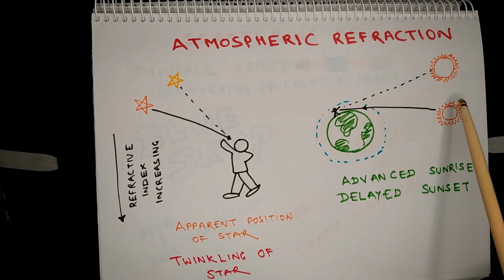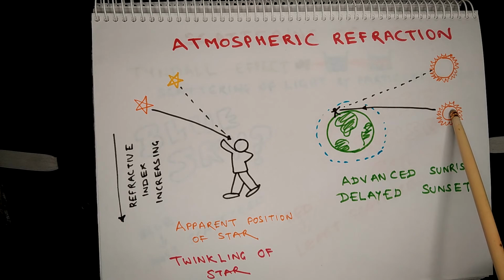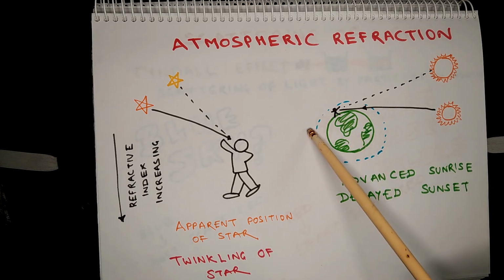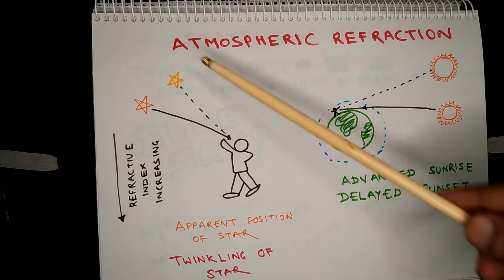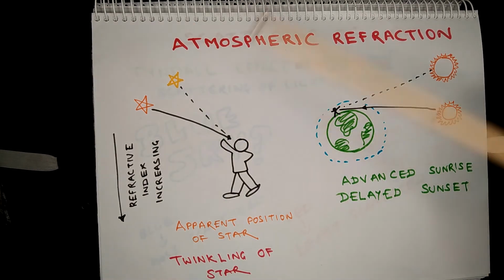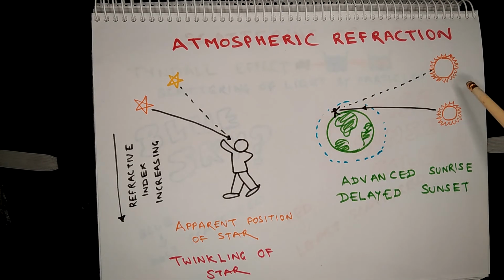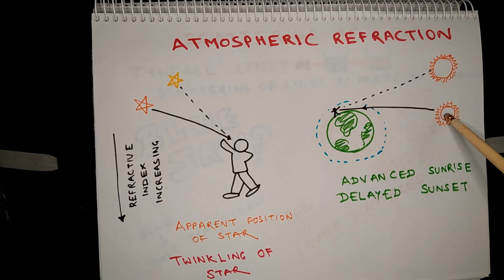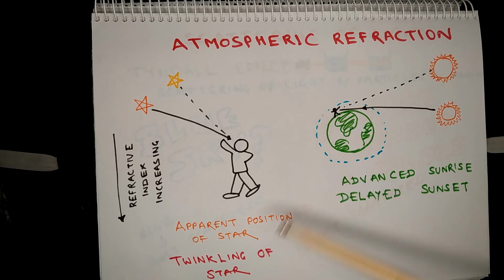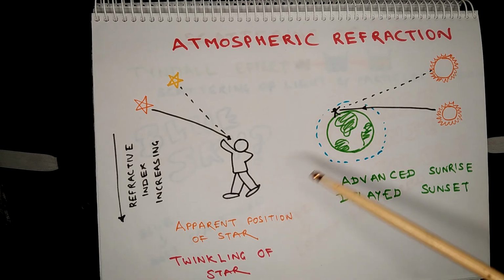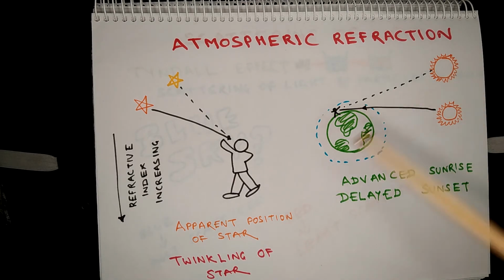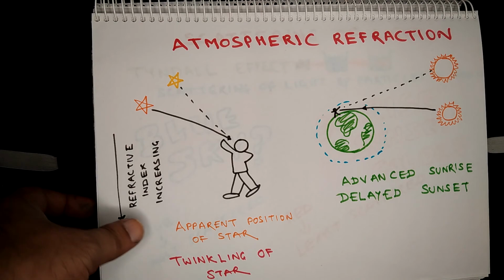So the light rays, when they are traveling from the sun to the observer, bend towards the normal because of the increasing refractive index when we move towards earth through the atmosphere. Because of this, the apparent position of the sun is somewhat higher than its actual position, and due to this, we are able to see the sun somewhat before the actual sunrise, and we continue to see the sun somewhat after the actual sunset.